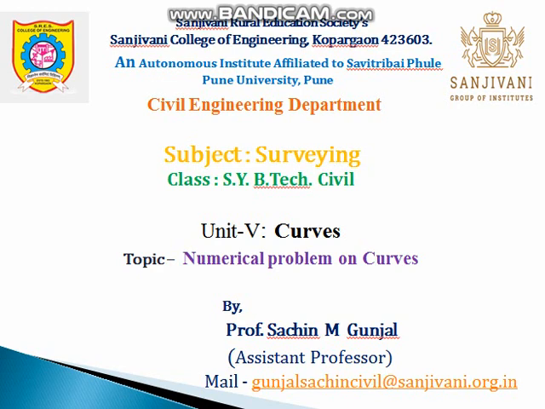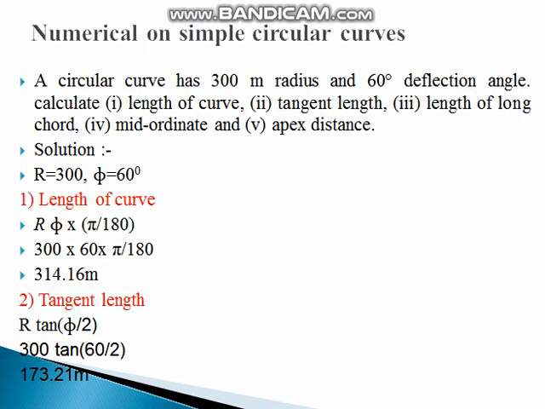So the problems are related to the simple circular curve. It depends on the notation. First we see the first problem. A circular curve has a 300-meter radius and a 60-degree deflection angle. Calculate the length of the curve, tangent length, length of the long chord, mid ordinate and apex distance.